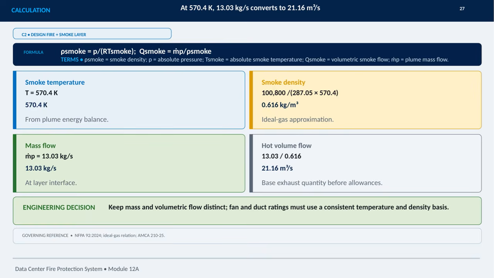The key engineering point is to keep mass flow and volumetric flow distinct. Fan and duct ratings must be based on a consistent temperature and density, otherwise the equipment selection may not represent the actual hot smoke conditions. The calculation follows the cited NFPA 92, 2024 guidance, the ideal gas relation, and AMCA 210-25.